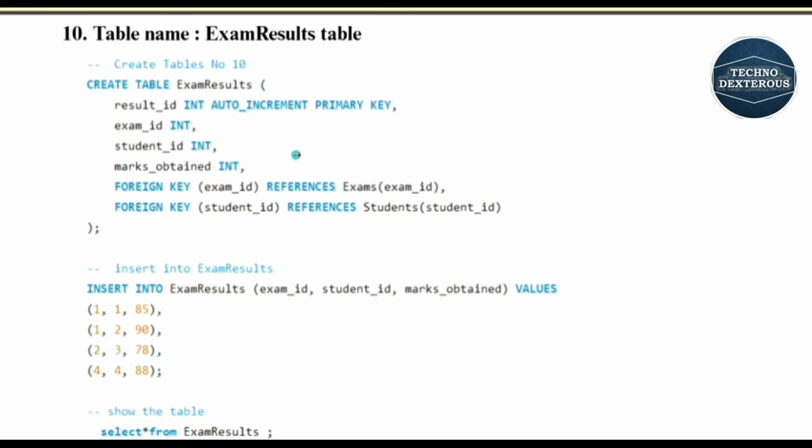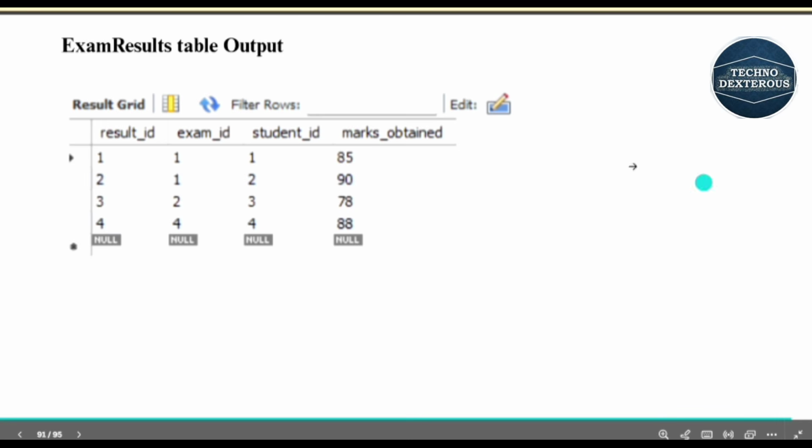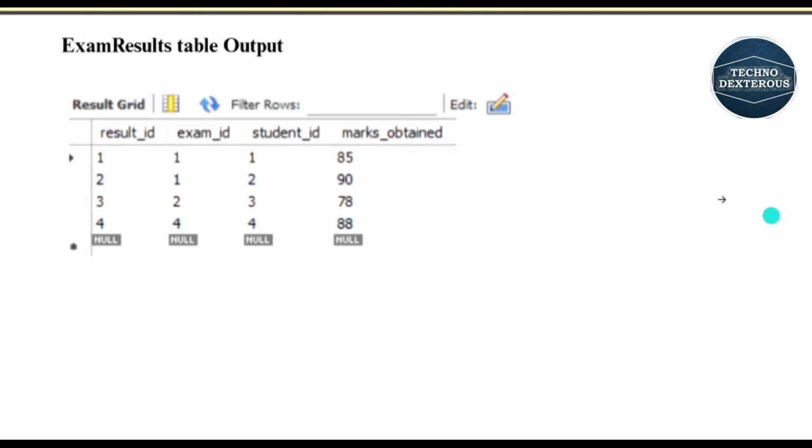Then our table is exam result. This table shows the result of the student, in which there is result ID, exam ID, student ID and marks obtained. Here we use the primary keys of the exam and student tables as foreign keys. Insert into exam result: here we are inserting the values into the exam result table, with result ID, exam ID, student ID, marks. And this is our exam result table, which has result ID, exam ID, student ID and marks obtained.